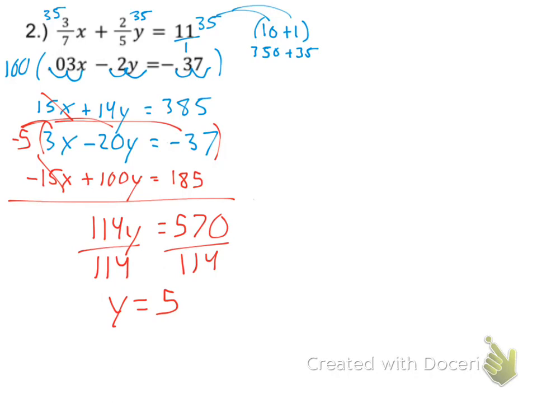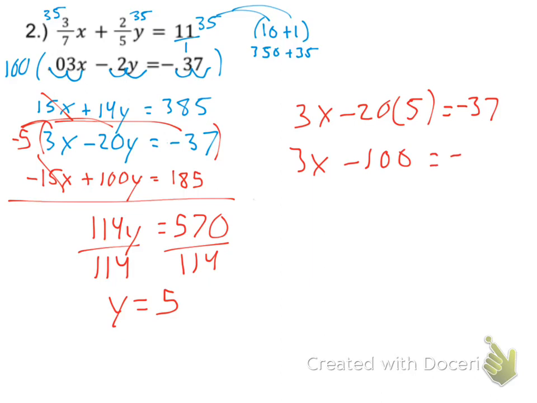Do you guys really want to plug it into one of those? No. I'm going to plug it into one of these blue ones. Which one? Top one? Really? I'm going to go with the bottom one. No, top one. I don't like the top one because it's got really big numbers. You can use any of those choices. So 3x minus 100 equals negative 37. Add 100. I'm moving kind of fast because this is all solving. It's algebra. 3x equals 63.